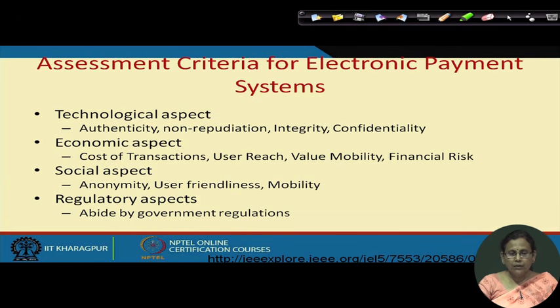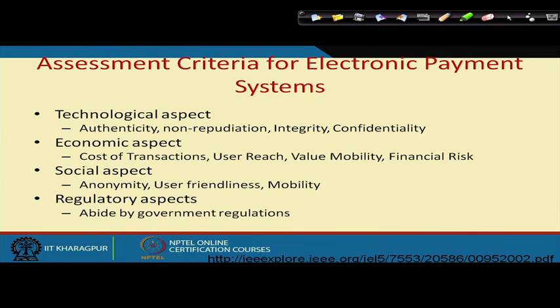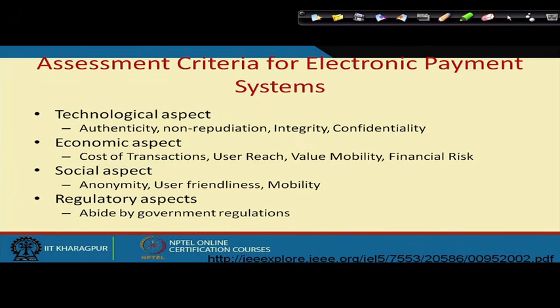Then there should be value for mobility. By value for mobility, we mean when it goes from one hand to the other, if let us say we are thinking of some cash equivalent, if it is going from one person to the other, the second person should be able to use it. It should be mobile.